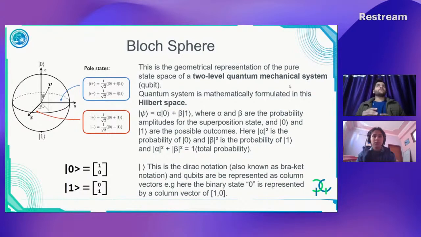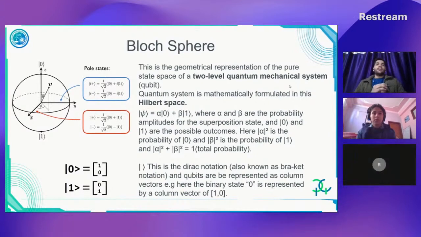And it's also easy to use a two-level system. A three-level system is quite tricky to study. The mathematics part is quite tricky. So that's why we use a two-level system. And Hilbert space, I have bolded this word, Hilbert space. So after this session, please look for these words that I have highlighted.